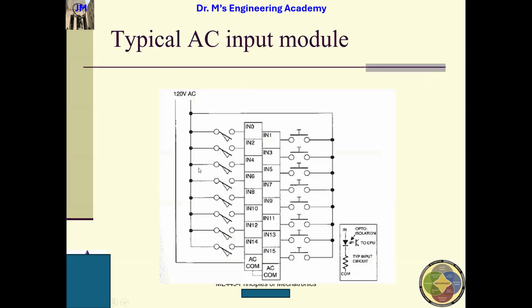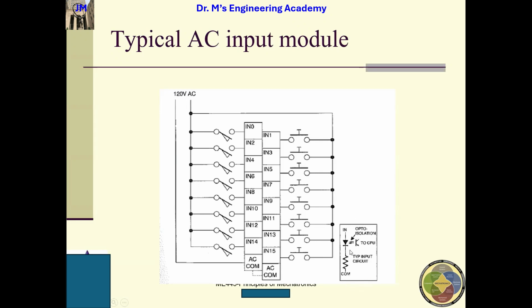So this is a typical AC input card. This is the external power, as I said. The input card does not have its own power supply. You should have an external power supply to supply power for all these 16 input terminals. So we have these switches, these push buttons, with AC common and AC common. And then we have this one.